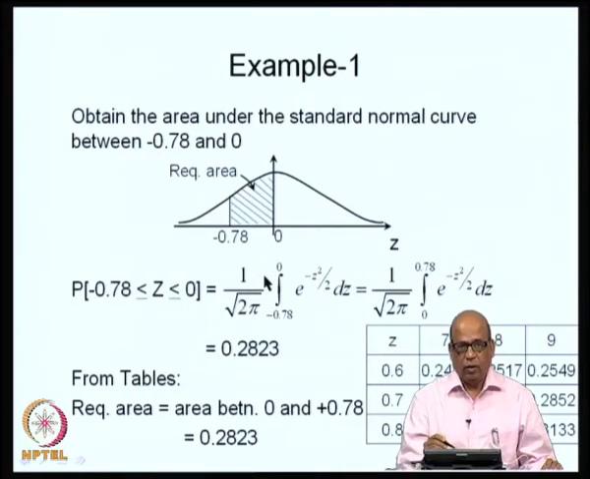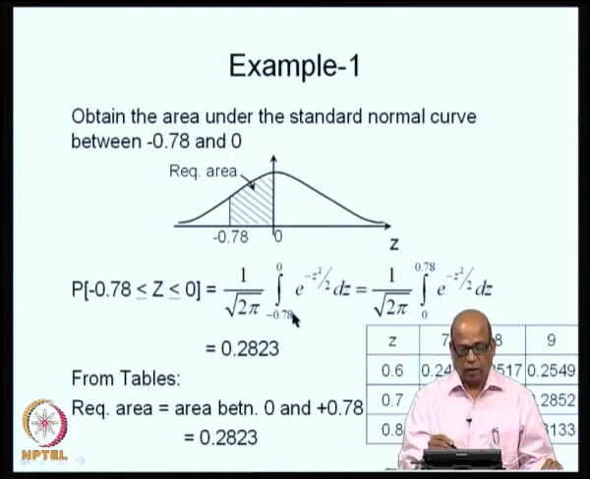We will integrate the CDF of z, which is 1 over root 2 pi e to the power minus z square by 2. We will integrate between minus 0.78 to 0. I am sorry, I repeat, we would have integrated the PDF of z, that is the probability density function, which is e to the power minus z square by 2 divided by root 2 pi. We will integrate the area between z is equal to minus 0.78 and 0 to obtain this area. If we do this numerically, we get an area of 0.2823.